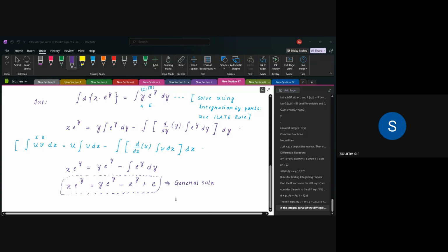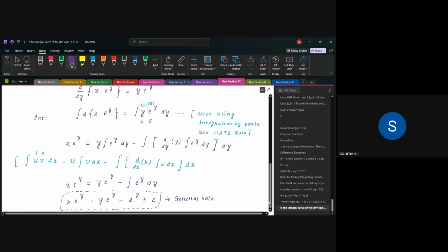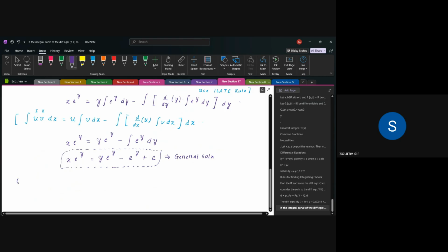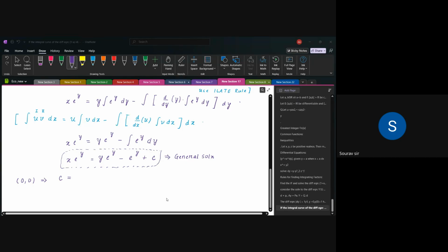Okay. Is it understood by all of you? Now we are given 2 points through which the solution will pass, right? So this is the general solution or the integral curve basically. If the curve passes through 0, 0, if you put that, you will get the value of c, right? So what is it coming out? Can anyone tell me? What is your c if you put 0, 0 in the equation? 1. 1, right?